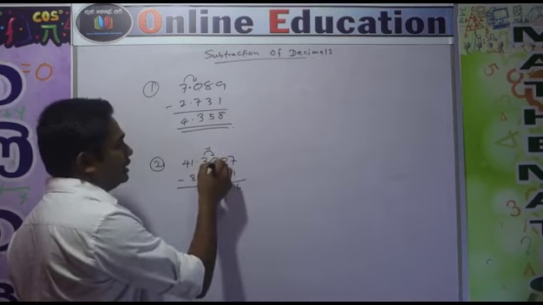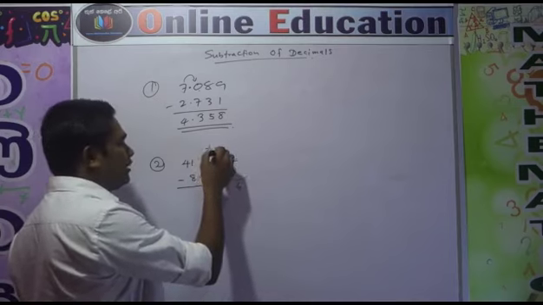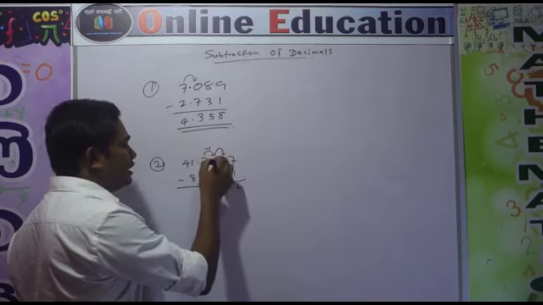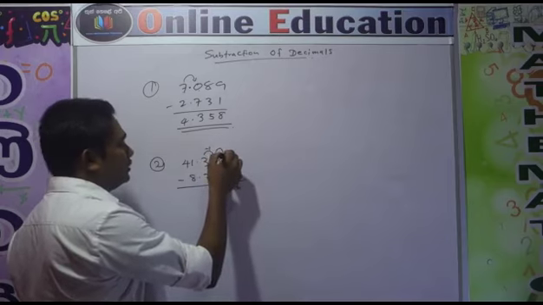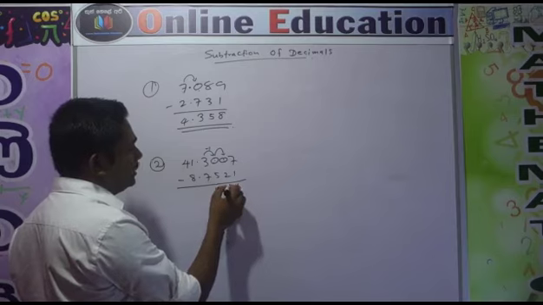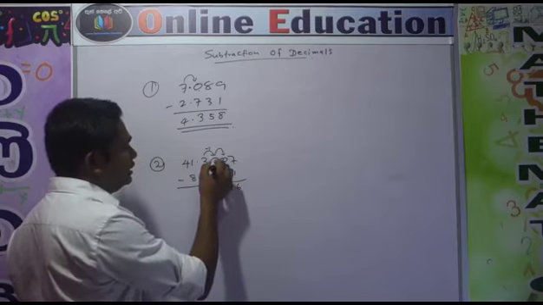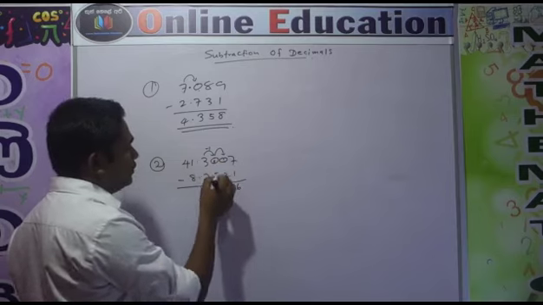Here 10. Now here 10. Again get 1 from the 10. Then now here 9. Here 10. 10 minus 2, 8. Now here 9. 9 minus 5, 4. Now here 2.